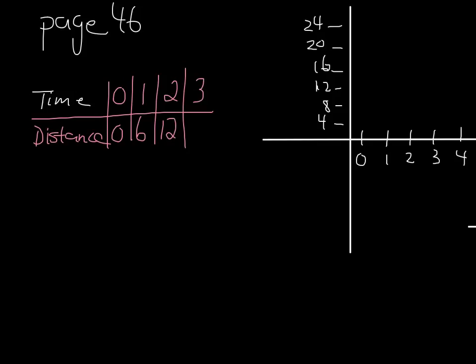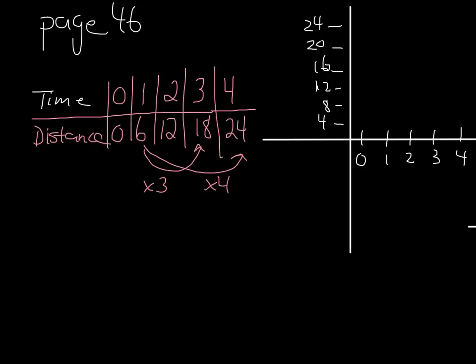3 minutes. If he traveled 6 feet in 1 minute, he must have traveled triple that in 3 minutes. 6 times 3, 18. And then finally, after 4 minutes, that's the last one we're going to pick. If he traveled 6 feet in 1 minute, he traveled 4 times that amount in 4 minutes. 24. Now we need to graph this.